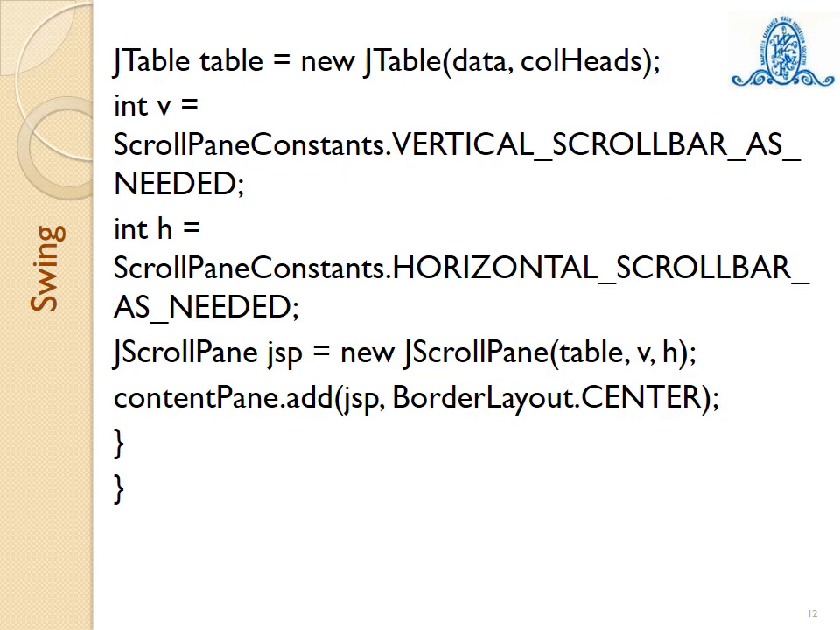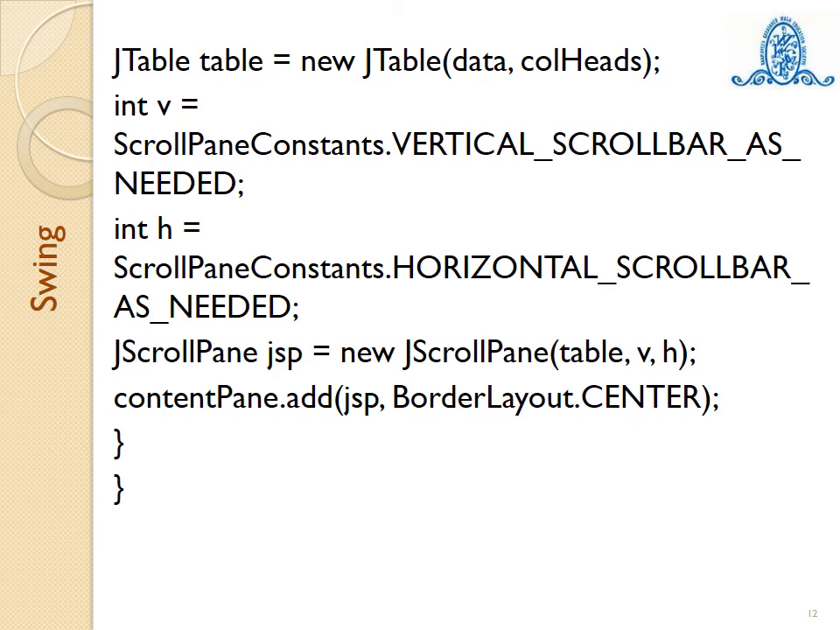Then the next step is to create the JTable object. So the JTable object is created as JTable table is equal to new JTable, and the two parameters are given, first my data and second the column heads. Then here I am passing the vertical and the horizontal scroll bar constant values. So these two values are initialized as int v is equal to ScrollPaneConstants.VERTICAL_SCROLLBAR_AS_NEEDED. Similarly the h value is initialized.